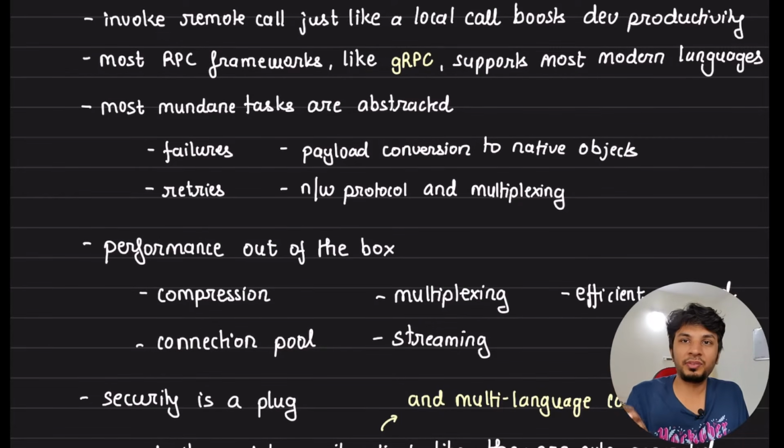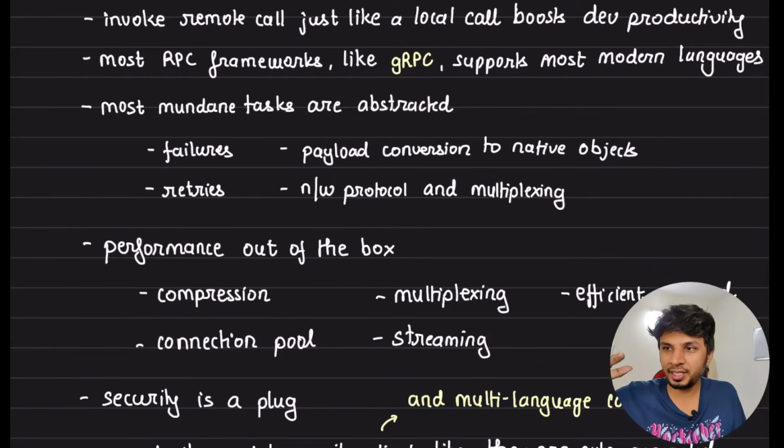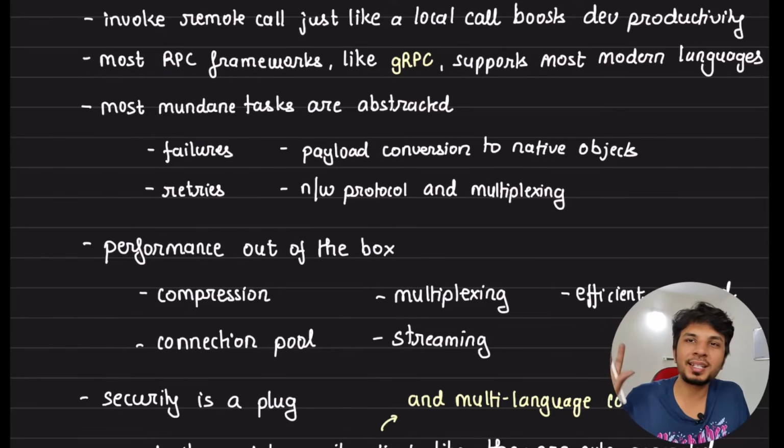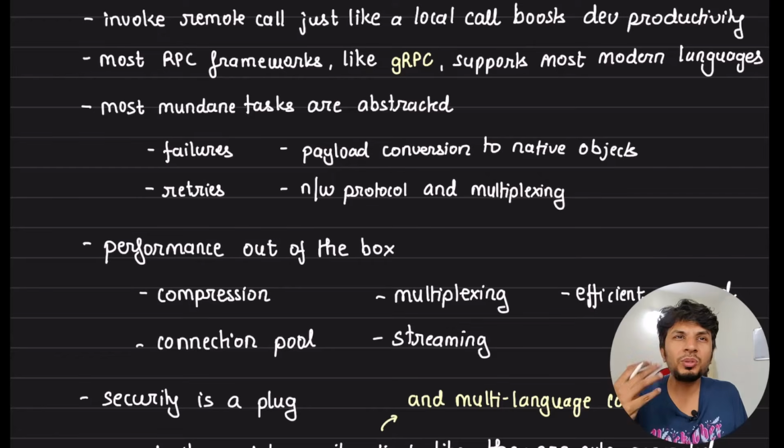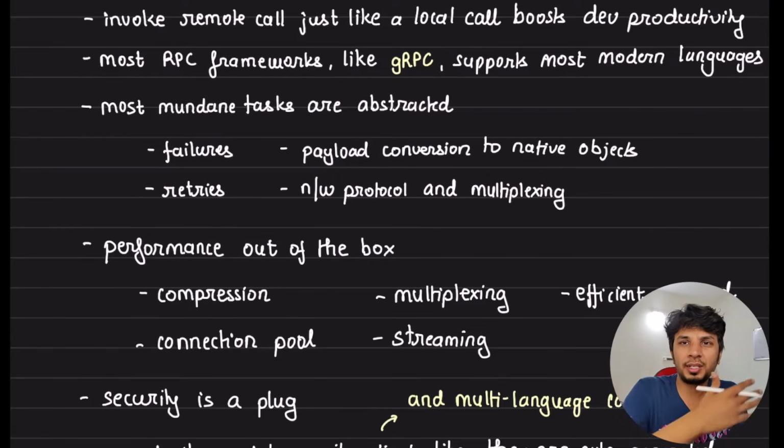Then, most mundane tasks are abstracted. For example, failures, retries, payload conversion to native objects. Like, you send JSON and then it needs to be converted into a native object so that you can use it. All of that is abstracted. You don't have to worry about it at all. The network protocol is abstracted. Multiplexing is done. You don't have to worry about those things anymore. It's the RPC system that takes care of it.